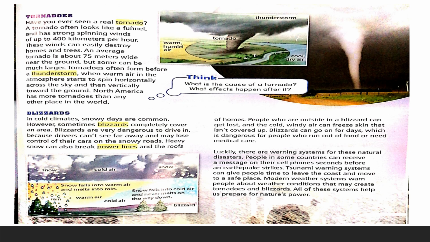Luckily, there are warning systems for these natural disasters. People in some countries can receive a message on their cell phones seconds before an earthquake strikes. Tsunami warning systems can give people time to leave the coast and move to a safe place. Modern weather systems warn people about weather conditions that may create tornadoes and blizzards. All of these systems help us prepare for nature's power.